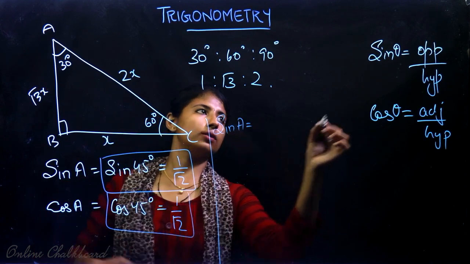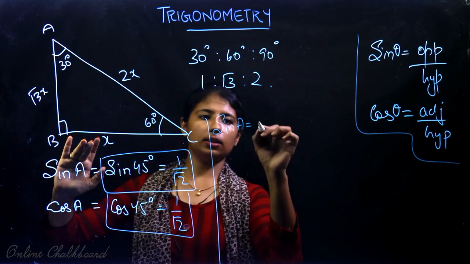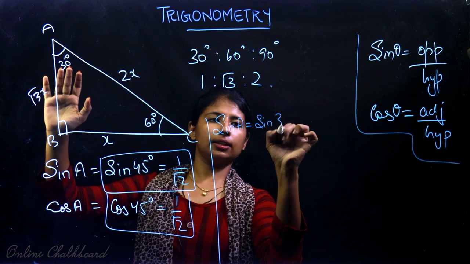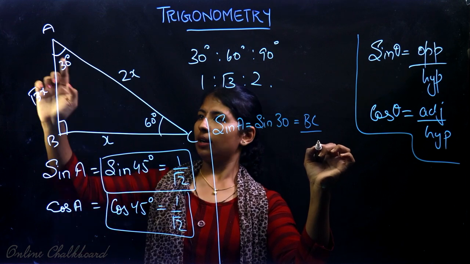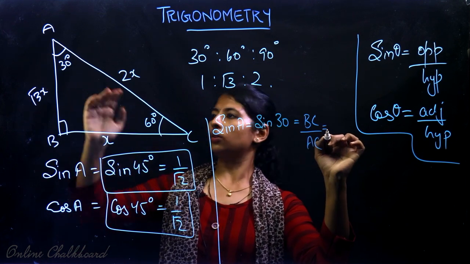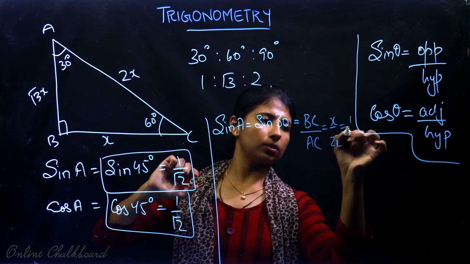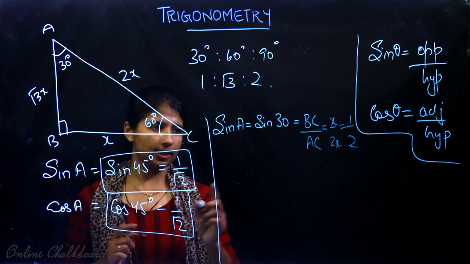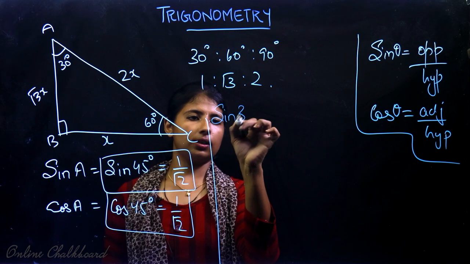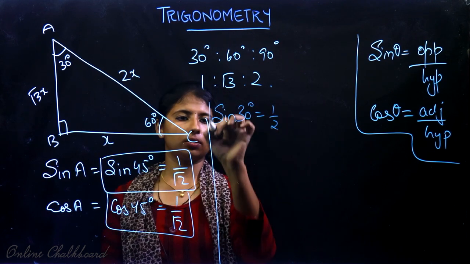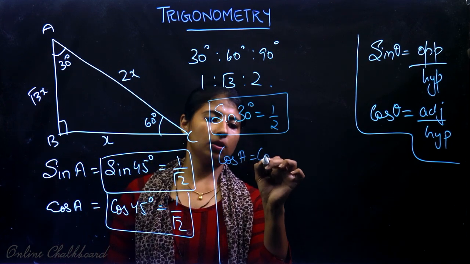Sin is equal to opposite by hypotenuse. Sin A means sin 30, that is equal to the opposite BC by the hypotenuse AC. BC is x by 2x, that is equal to 1 by 2, x cancels. So sin 30 degree is 1 by 2. Next let us look at cos 30. Cos A is equal to cos 30 degree.